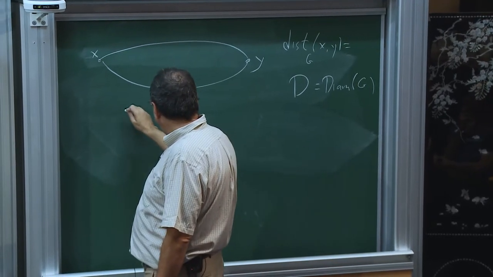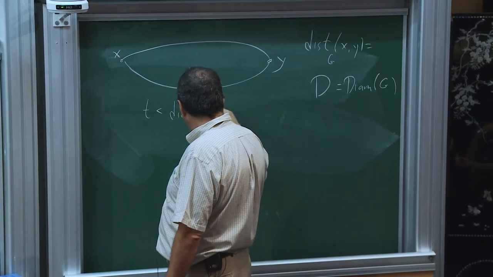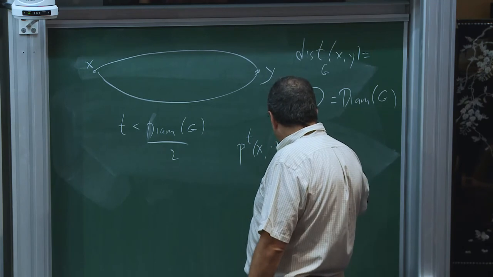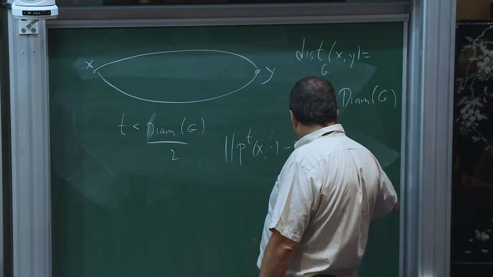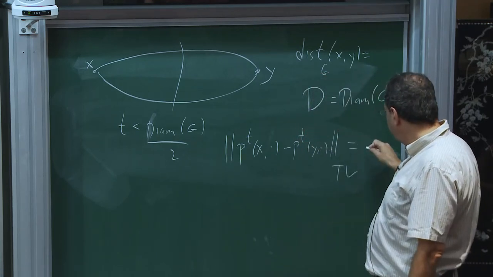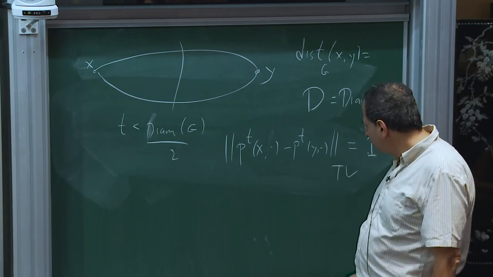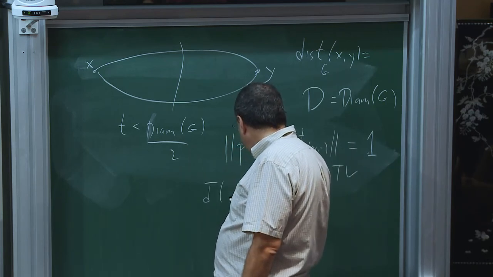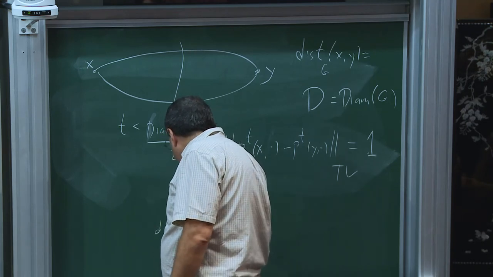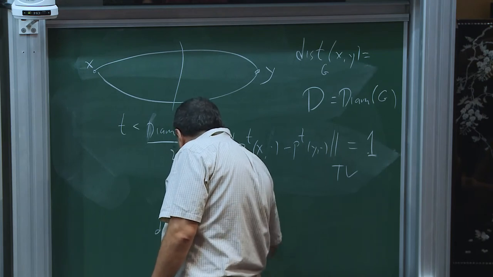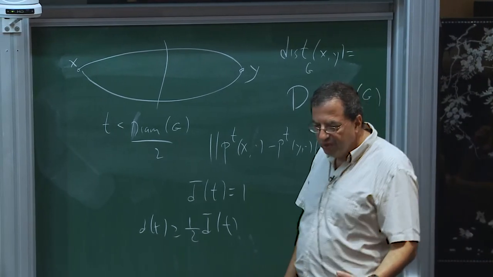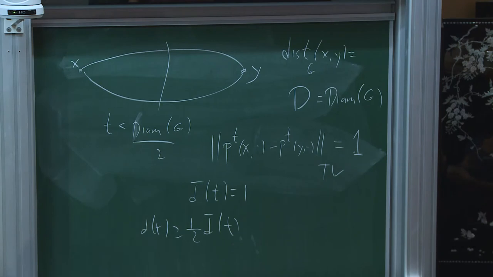And then if t is less than the diameter over 2, it follows that if I look at the distribution from x and from y, their total variation distance is maximal, because one is supported on the vertices that are closer to x than to y, and the other is supported on the vertices closer to y than to x. So this total variation distance is just going to be 1 for all times. It means that the d bar metric, d bar of t, is 1, but d of t is bigger than half d bar of t. Remember, d of t is the maximal distance to stationarity, while d bar is the maximal distance between two nodes' distributions. So it means that the total variation distance to pi is at least a half. Okay, so that's the trivial bound.